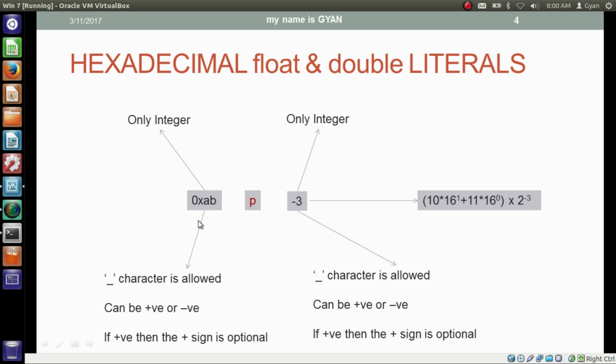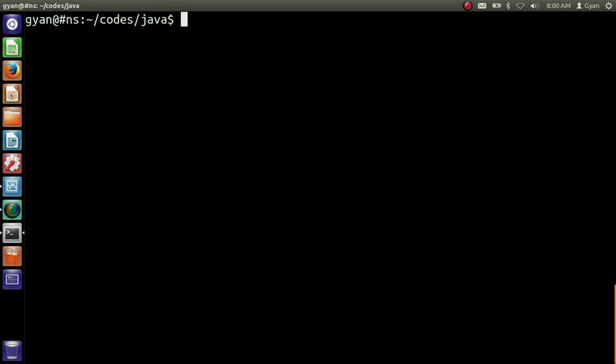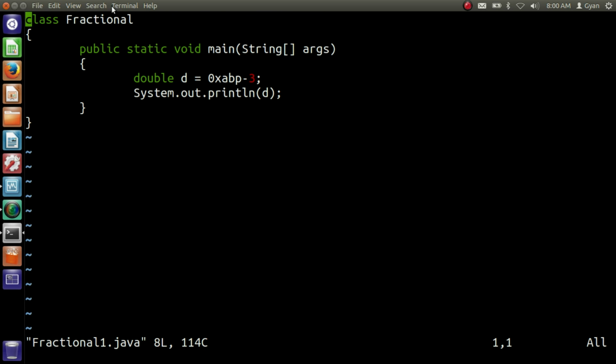Let's use this hexadecimal floating point literal in a Java program. I stored my program in the file fractional1.java. Open that file. Class name is fractional and we are storing this literal in the double variable d. Since we are not appending any small f or capital F after the literal, so by default this literal is double. And this literal we are going to store in the variable of type double. And then we are printing the variable d. Let me save and compile it.